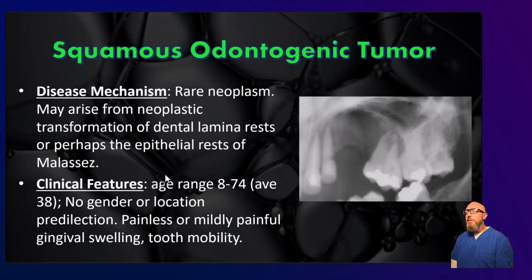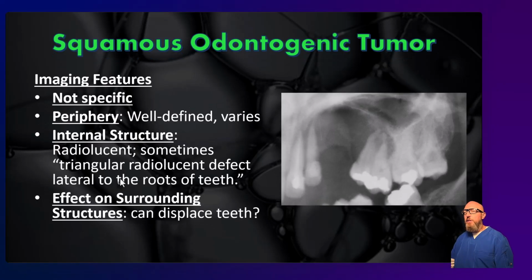First, the squamous odontogenic tumor, SOT we could refer to this. There are theories that these may arise from perhaps the epithelial rests of Malassez or neoplastic transformation of dental lamina rests. Wide age range, so nothing specific there. Let's get to the imaging features, which are not super specific, although I will say one thing. If you see separation of teeth in kind of a triangular appearance, so a radiolucent triangle defect lateral to the roots of teeth, maybe think of squamous odontogenic tumor.